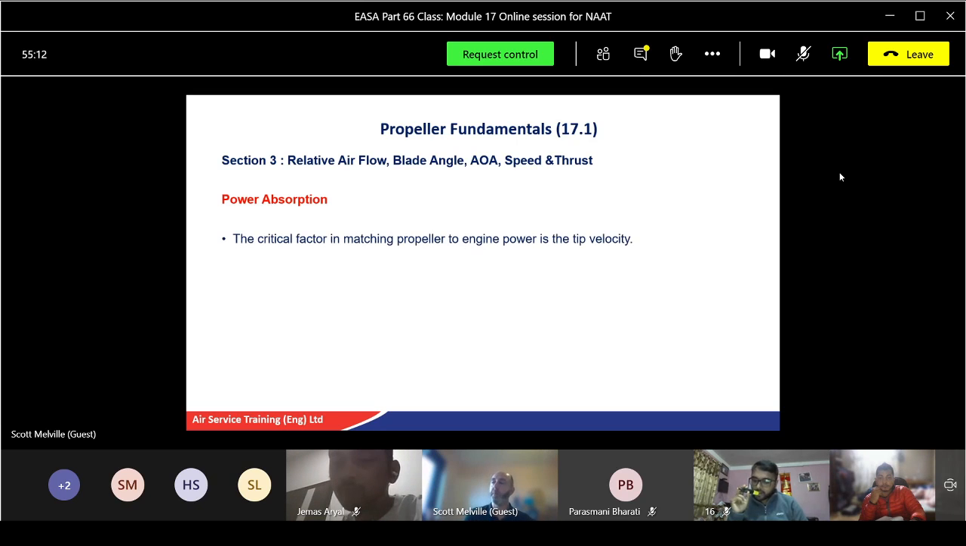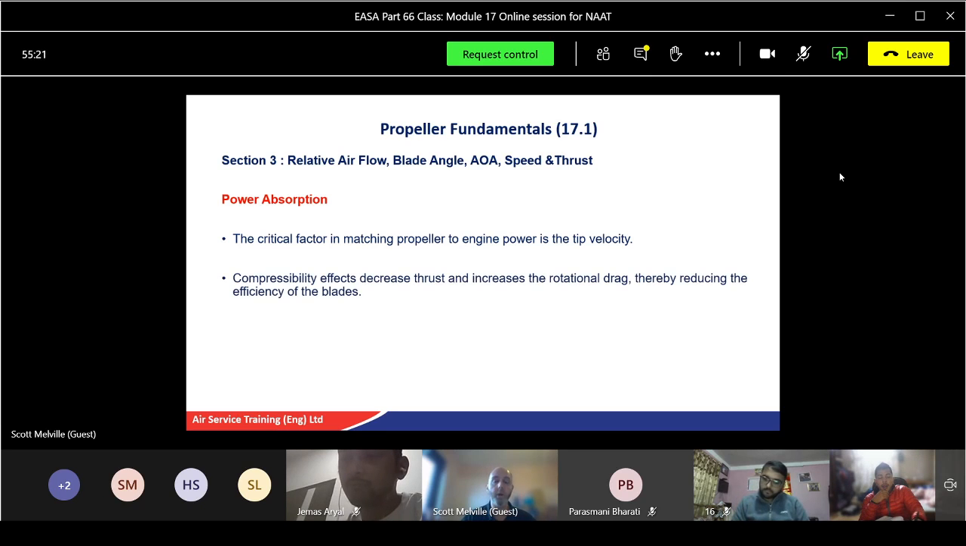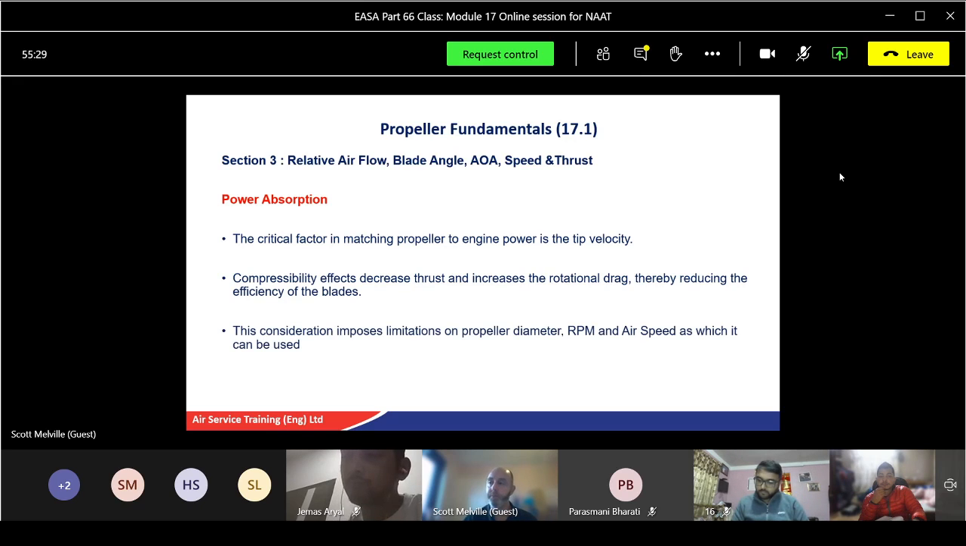Critical factor matching propeller to engine power is the tip velocity. Like I mentioned previously, we can't have the tip of the propeller going too fast because it'd be no use, and also ground clearance as well. So compressibility effects decrease thrust, and cause drag and turbulence, reducing the efficiency of the blade. So we can't do that. So this consideration imposes limitations on propeller diameter.